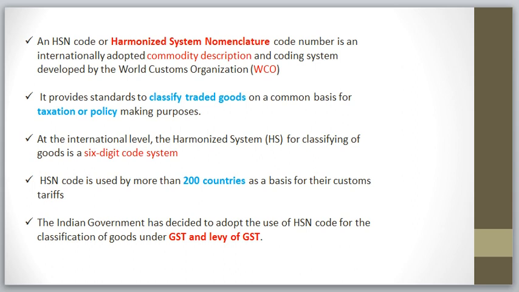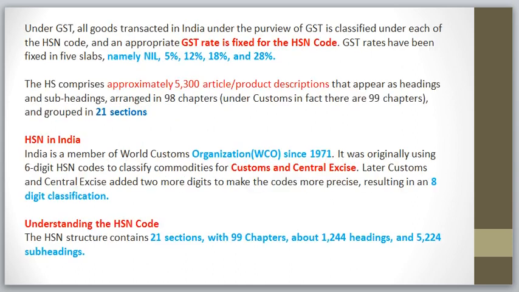The HSN code is used by more than 200 countries on the basis of their customs tariffs. At the international level, HSN for classification of goods is only a 6-digit code system, but in India it is 8-digit. The Indian government has decided to adopt this HSN code for the classification of goods under GST and levy of GST.